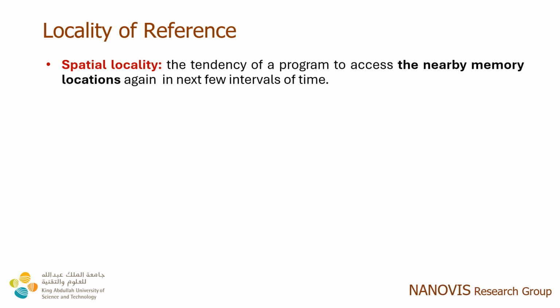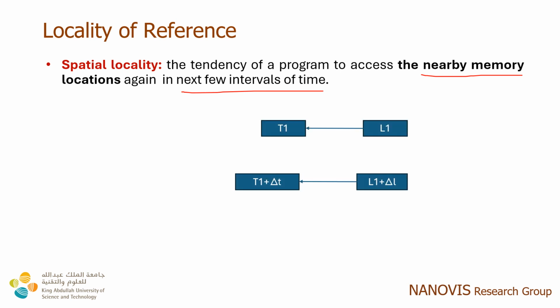Another one is spatial locality, which means the tendency of a program to access nearby memory locations again in the next few intervals of time. For example, at time t1, the processor accesses location L1. It is highly probable that at time t1 plus delta t, the processor will access a nearby location, L1 plus delta L, like arrays in our programming.